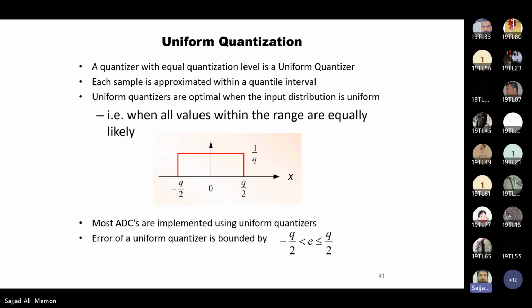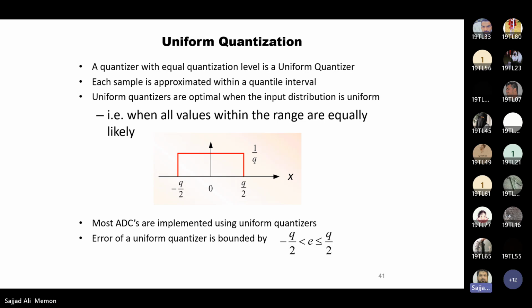So each sample is approximated within a quantile interval. That is a quantile interval from one level to another. This figure is taken vertically rounded to horizontally. So this is the lowest level, like the first level. If you make an analogy with the figure, this one is 0 volt, this one is 0.5 volt, and this one is 1 volt. As we have taken the center at 0, this is minus 1 upon 2, and this is plus 1 upon 2.